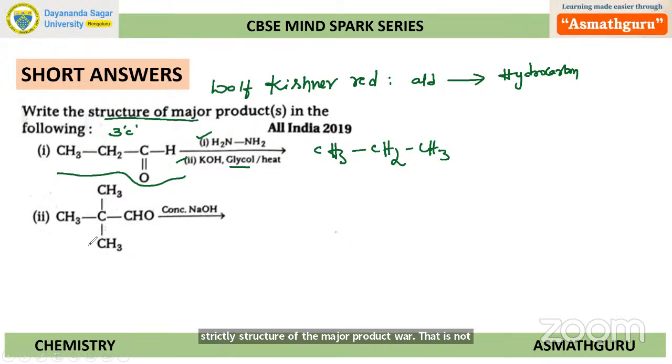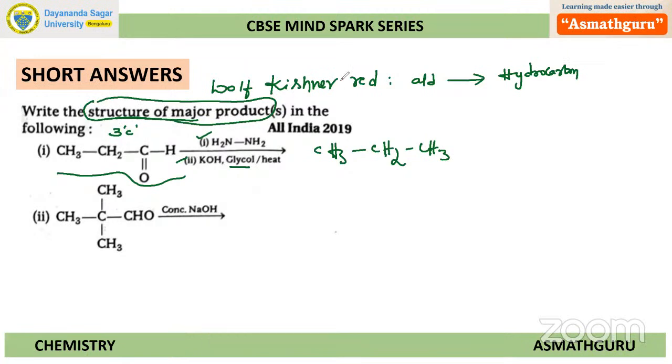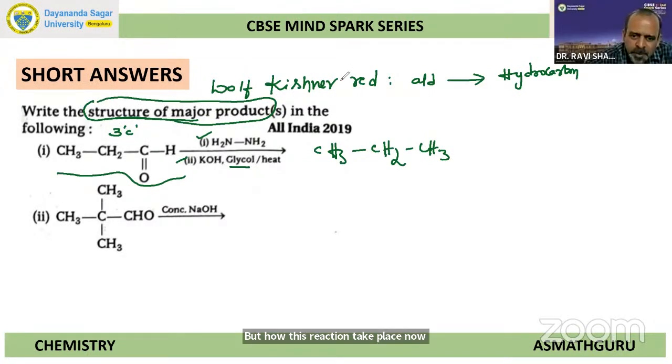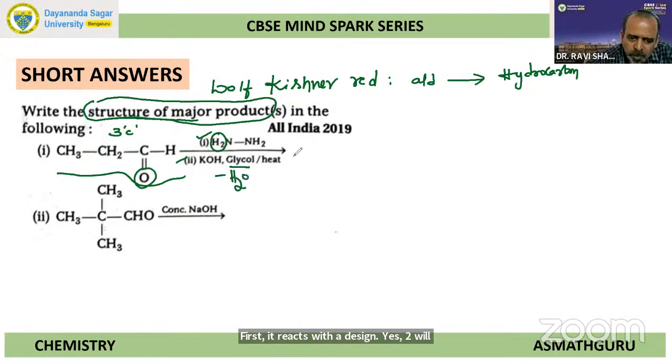Sir, but hydrazine is given, so why didn't we do that reaction? Well, look at the question: what is the major product? But how this reaction takes place, now I will tell you. It happens like this. First, it reacts with hydrazine. H2 will combine with O to form H2O. What do you get? CH3CH2CH=N-NH2, the hydrazone.